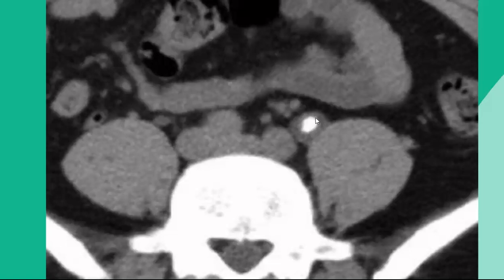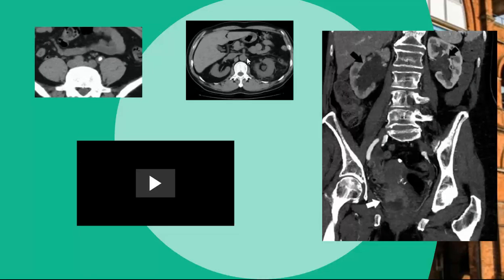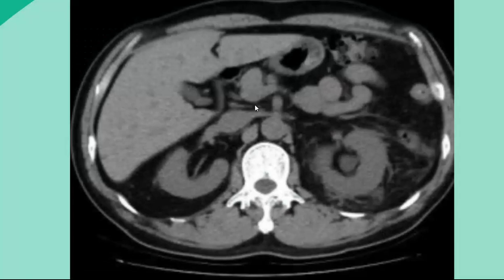Here we have a stone in the mid-left ureter, and this is the thickened urothelium and ureter around it. Perinephric stranding can often tell us how sick the kidney is and suggest infection.